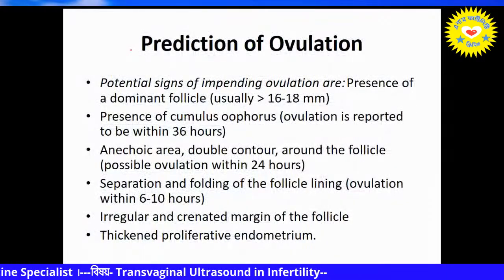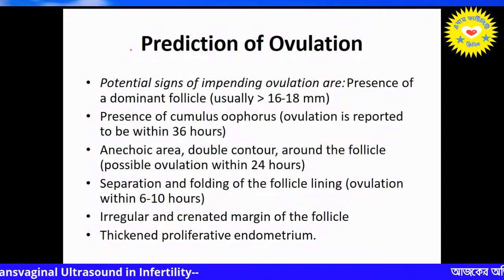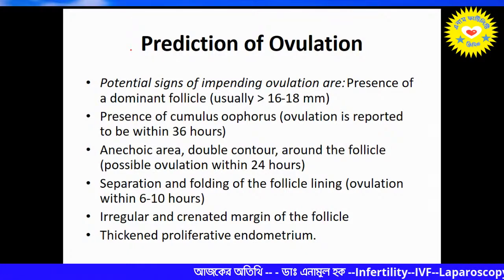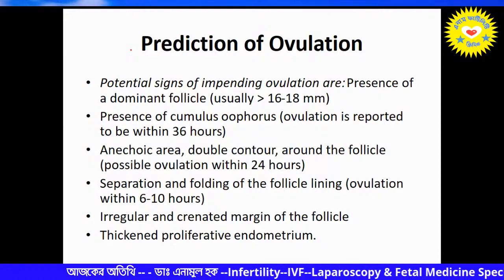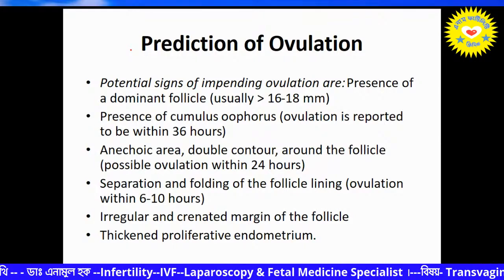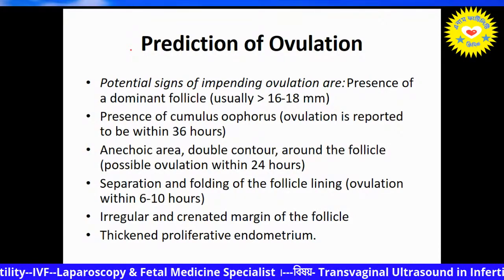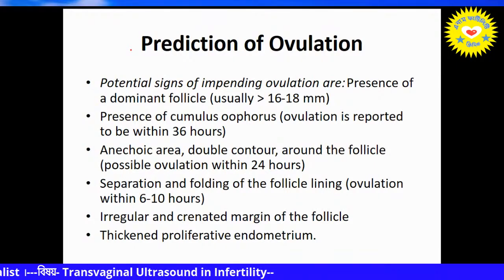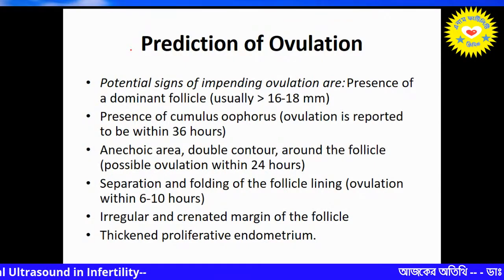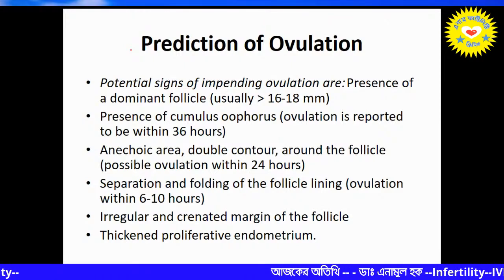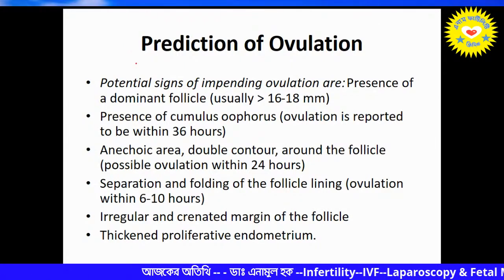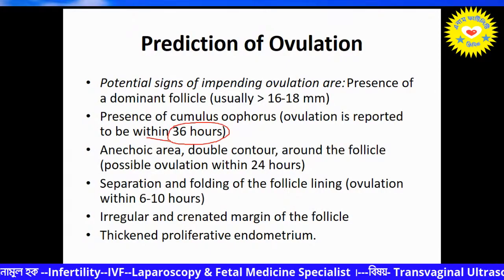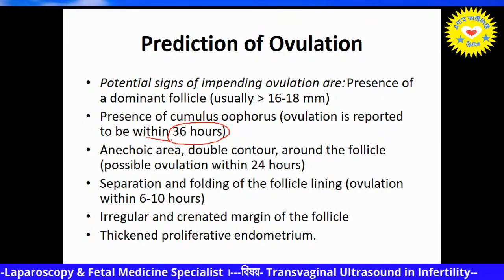Now this is very important, that you can predict the time of ovulation. How can you predict it? The potential signs of impending ovulation are the presence of a dominant follicle more than 16 to 18 millimeters in size, and the presence of cumulus oophorus. If you see the cumulus oophorus, ovulation is impending within 36 hours. That's very important for timed coitus or IUI.